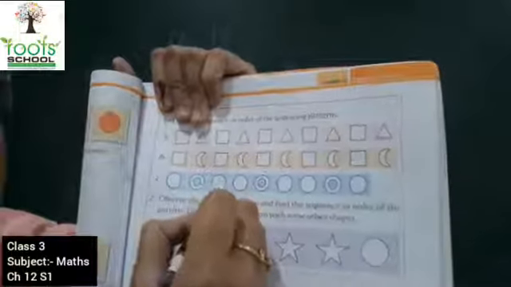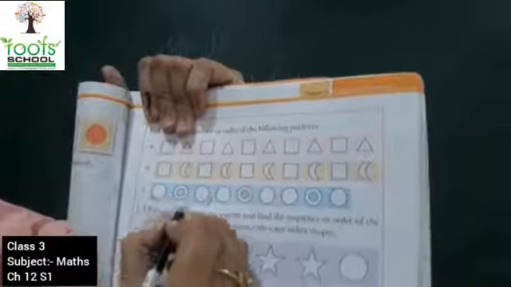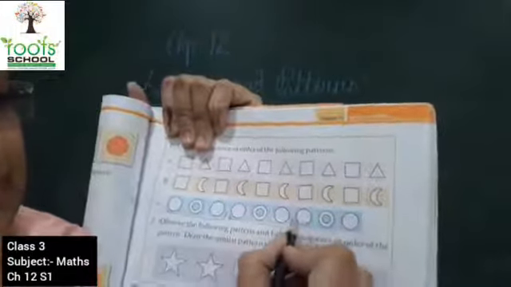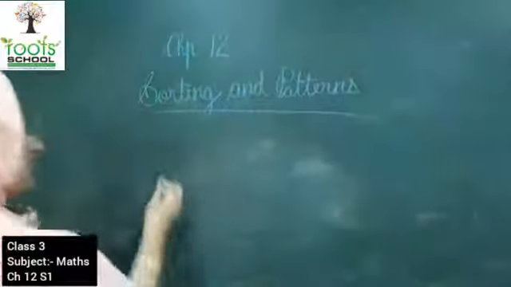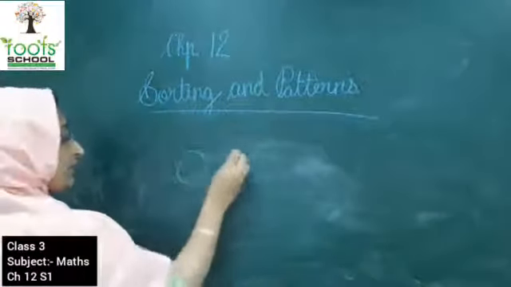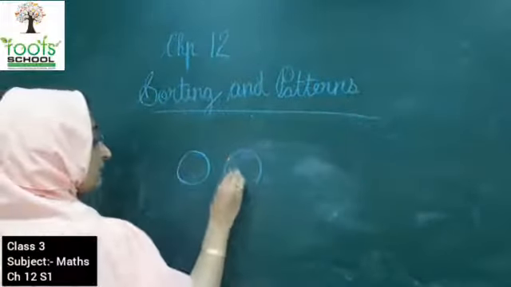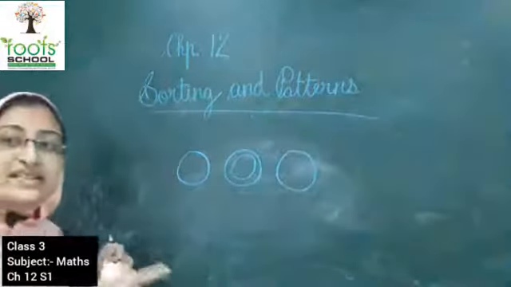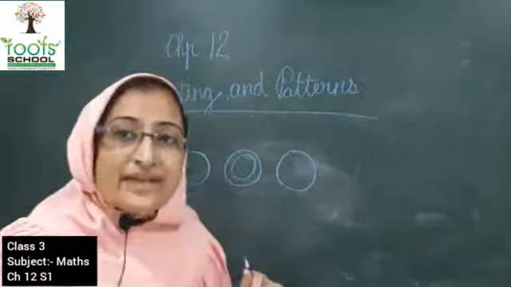It's a circle, a wheel and a circle. What is the pattern which you can see? Circle, wheel, circle. Circle, wheel, circle. You got the pattern? So what is the sequence of the pattern? It's a circle, a wheel and a circle. This is the sequence of the pattern.